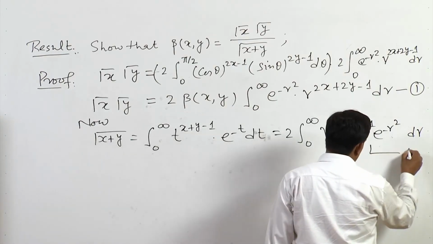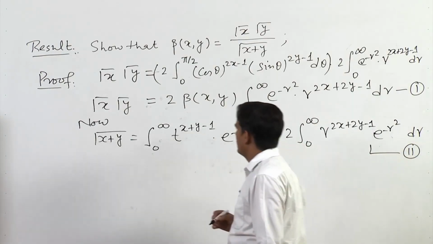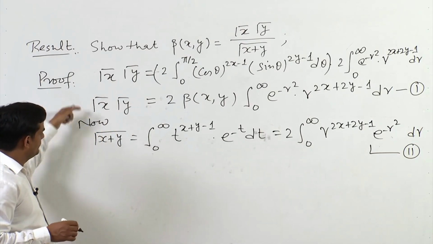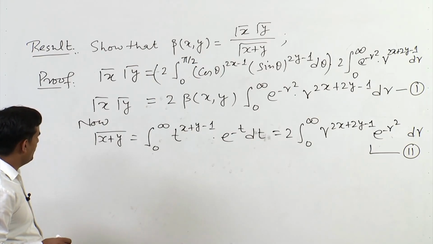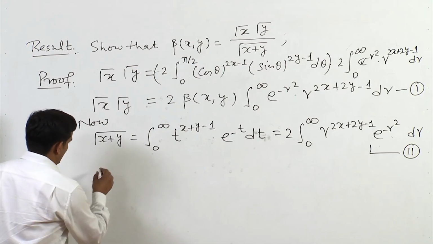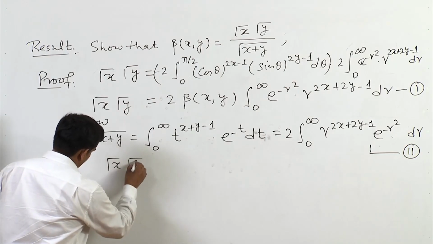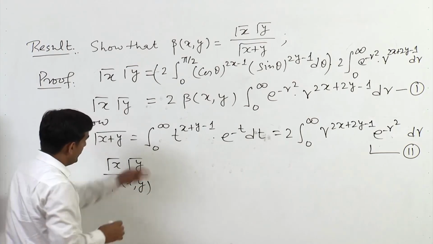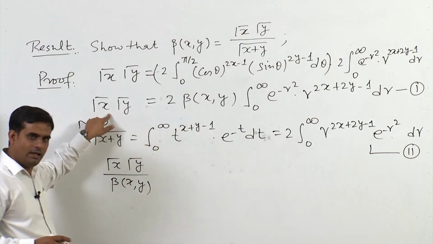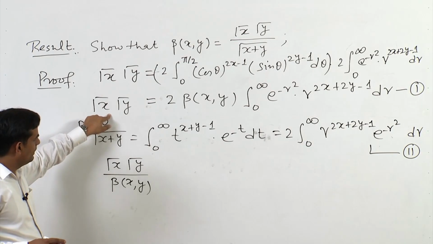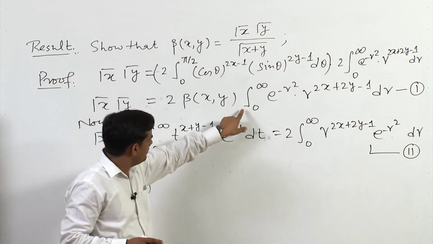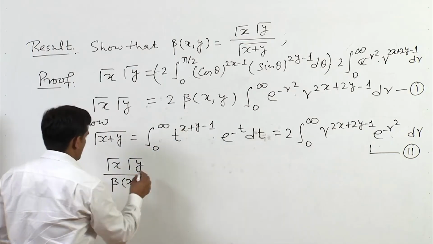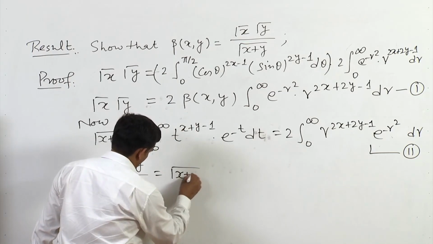So, this is the second equation. And now compare first and second. So, basically, I have taken this beta x, y on this side in the denominator, then this particular right hand side will be same as this right hand side, equals gamma x plus y.